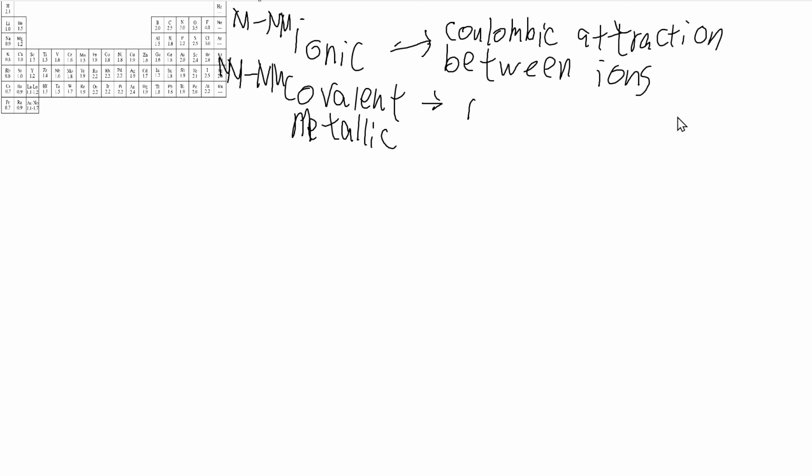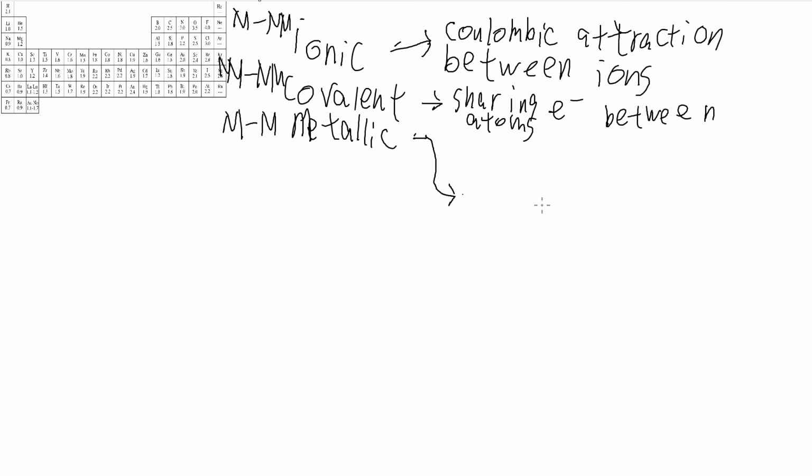So, now you might be wondering, okay, what about polarity? We're getting there. Now, as a quick review of our covalent, it is sharing electrons between 2 nonmetals. And this e- represents an electron. Metallic, as you can guess, is between 2 metals. And what sort of happens here is kind of weird.